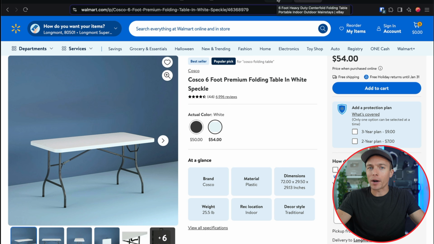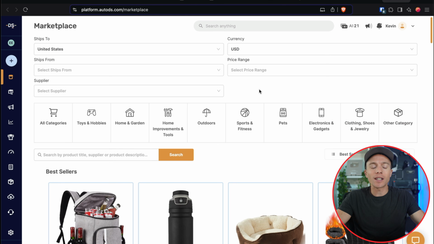But that's a lot of work for every single listing that you want to create. And again, we're trying to be lazy here. So there's actually an automated way to do that, and that's by using this software right here called AutoDS.